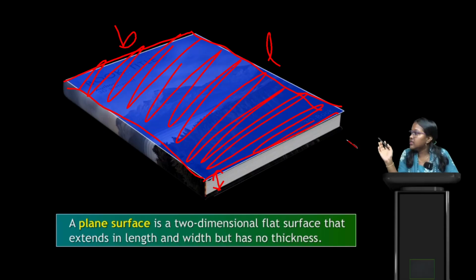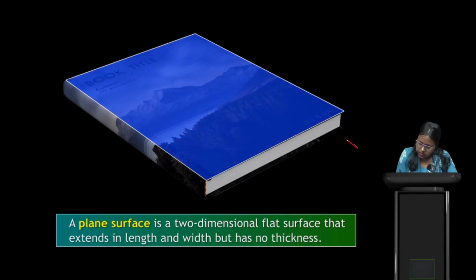So similarly, a plane surface is a two-dimensional flat surface. What do you mean by a two-dimensional flat surface? It means you can compare it with a 2D shape. A 2D shape has length and width but no height, or height is very much negligible. We can say there is no height. So if you take some surface like this which has length and breadth, and you can extend the length and breadth, those types of surfaces are called plane surfaces. I hope this much is clear. Okay.